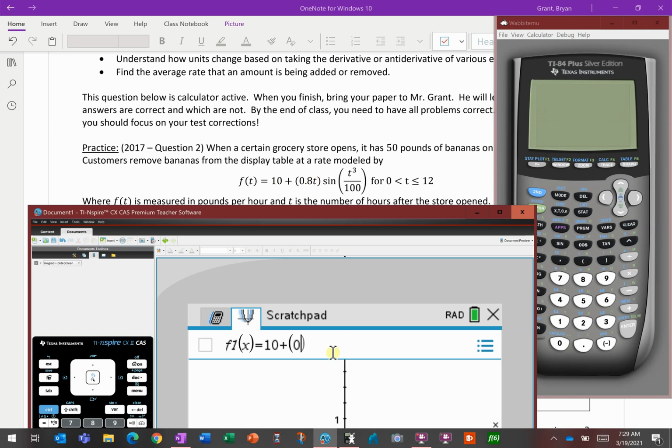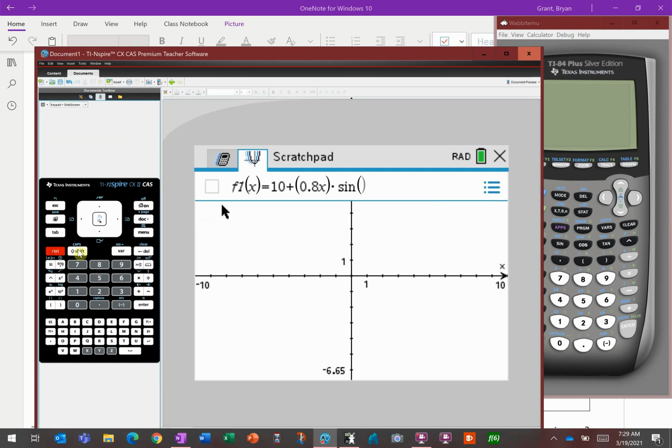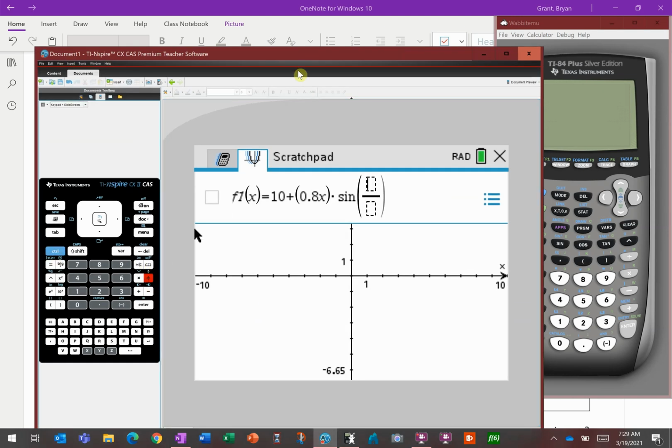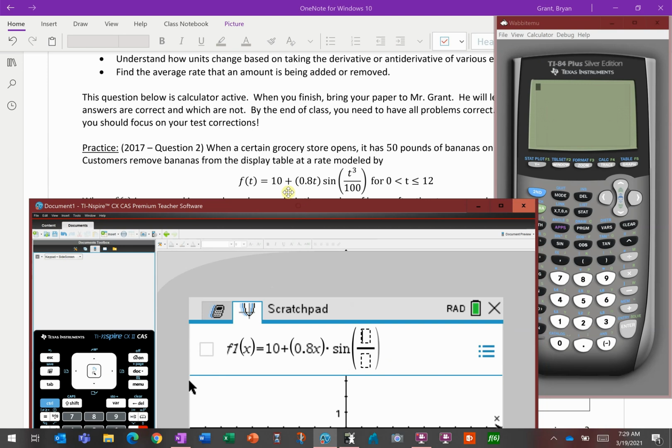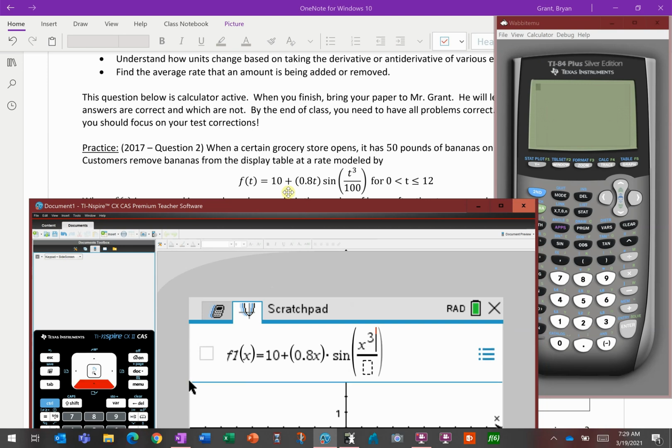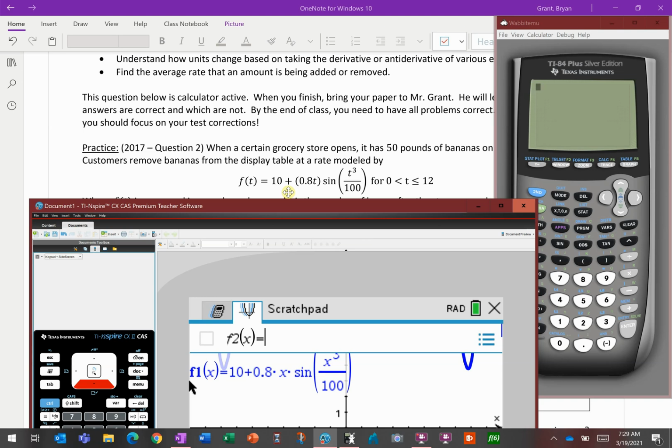So 10 plus 0.8x. And then I always like to put a times in between if there's a new function going on. Sometimes your calculator gets a little bit weird if there isn't something in between. And then don't forget that you have a fraction button here. You, of course, can do division too, but might as well use the fractions because it's there. Just a fancy form of division, right? X cubed over 100. And then we'll go down to our second one.